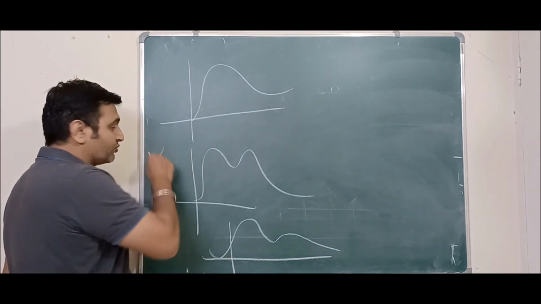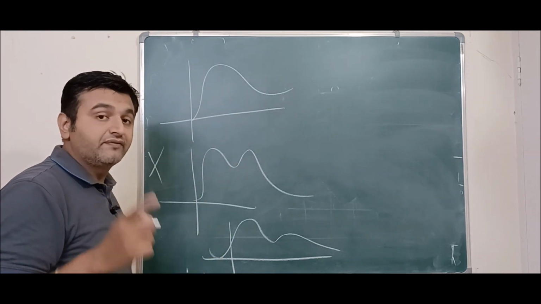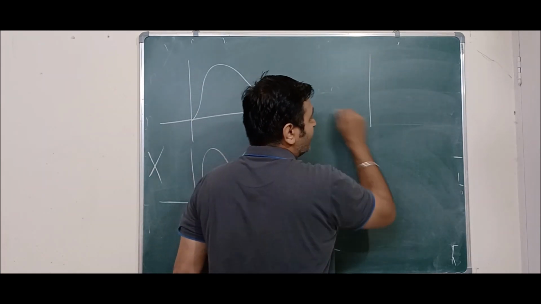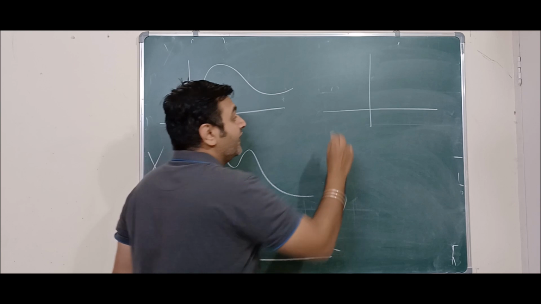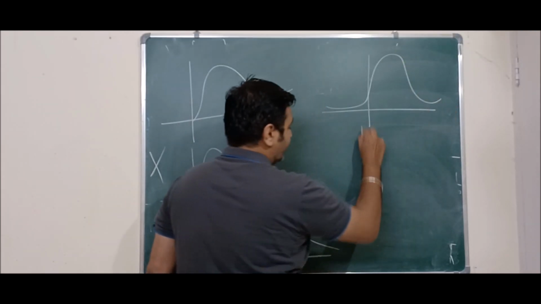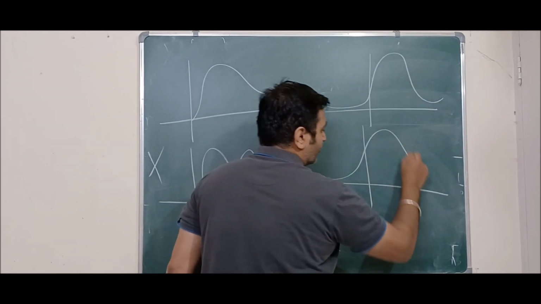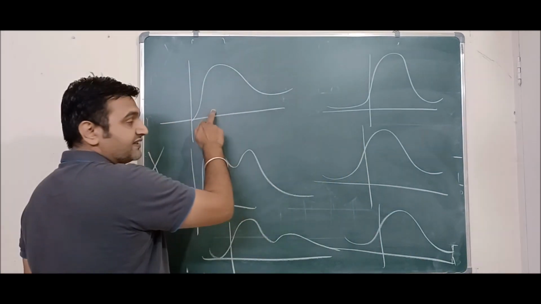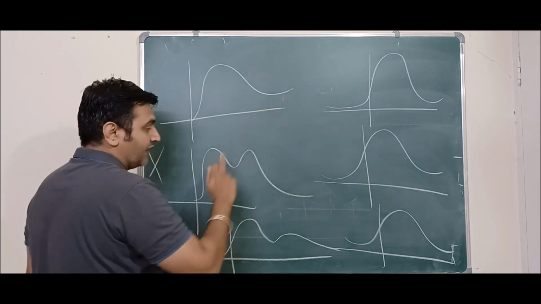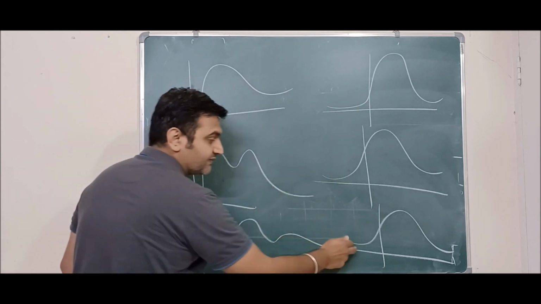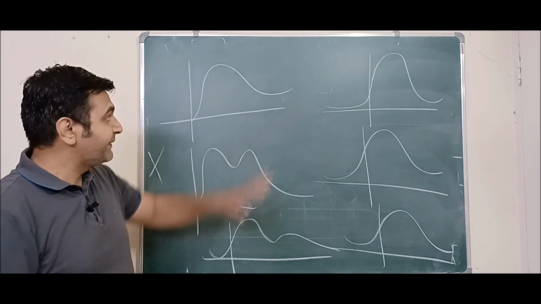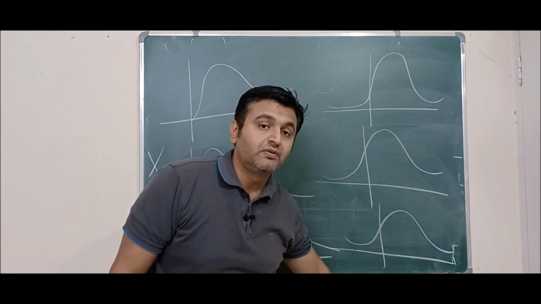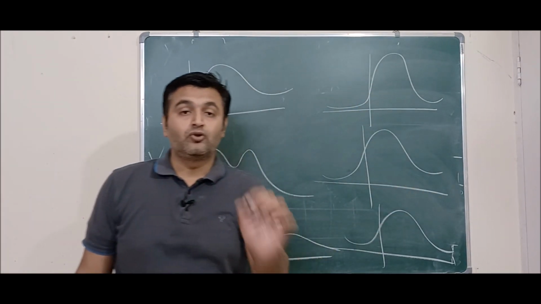This is a probability distribution for x. If you take a sample size of at least 30, and you try to draw the probability distribution for x bar, it will always be normally distributed. So irrespective of the distribution for x, your x bar will always be normally distributed, provided you take n to be at least 30.